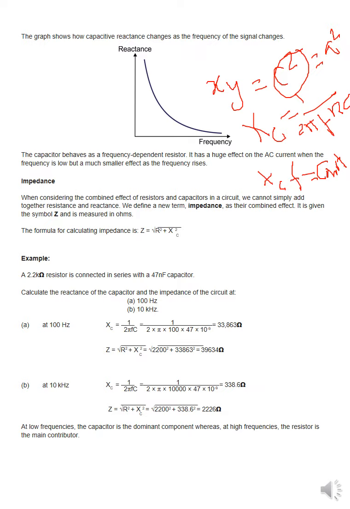So the capacitor behaves as a frequency dependent resistor. It has a huge effect on the AC current when the frequency is low, but a much smaller effect as the frequency rises. So you can say that when the frequency increases, the capacitive reactance will decrease. When frequency is low, it is high.